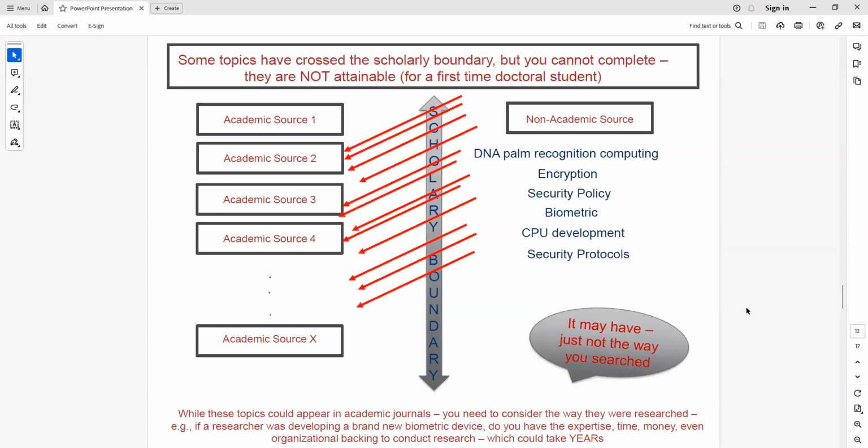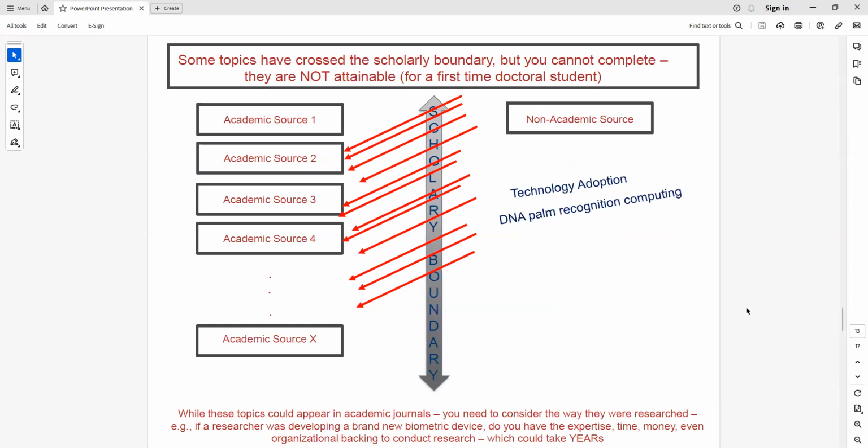Now, sometimes it just may be the way you searched. There are a lot of topics, DNA, encryption, security policy. The way you search on them may be causing some of the problems. So, for example, building a biometric device, you may not find that in the academic source. Then you've got to think about, well, can I even build one? Do I have the knowledge and protocol to build one? Well, maybe I should stay away from the DNA computing.